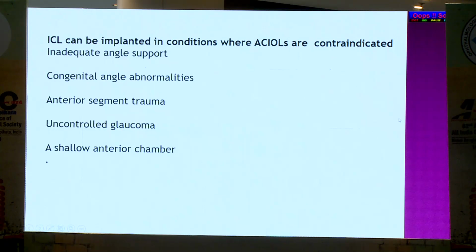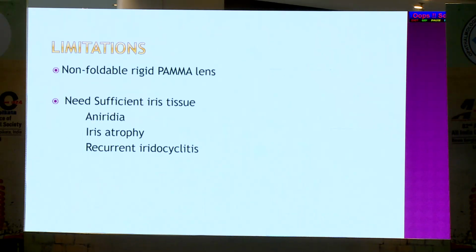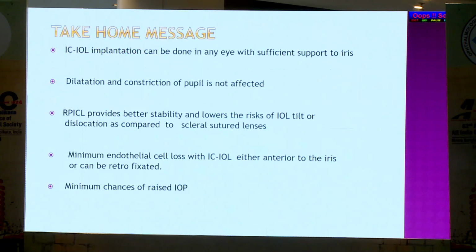So ICL can be implanted in all conditions where the AC IOL is contraindicated, like congenital angle abnormality, anterior segment trauma, uncontrolled glaucoma, or shallow anterior chamber. The limitation is that this is a non-foldable rigid PMMA lens and needs sufficient iris tissue for the implantation. So it can't be implanted in aniridia, iris atrophy, and recurrent iridocyclitis.